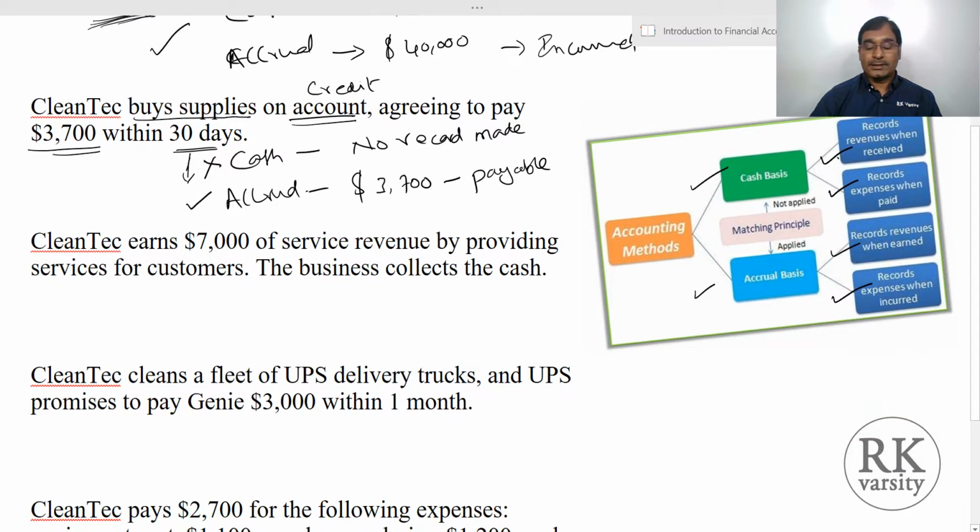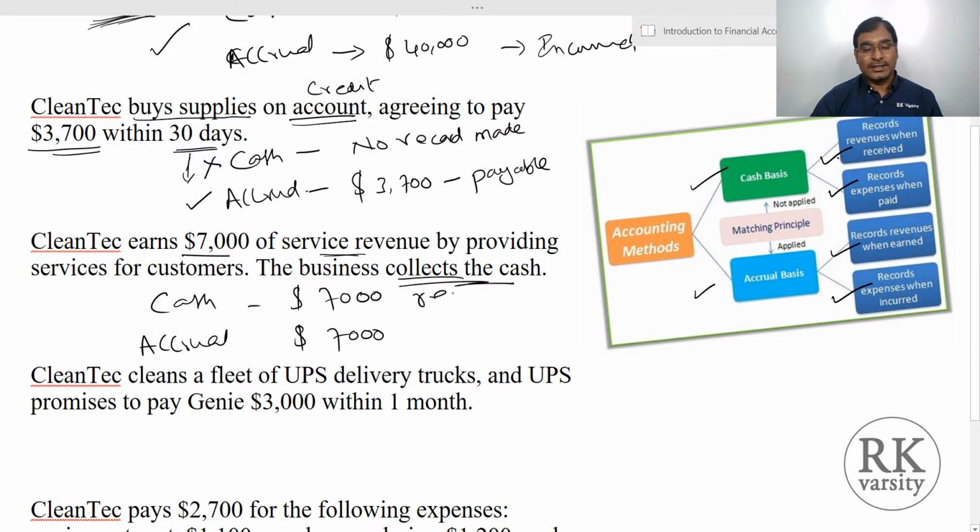Now coming to the next, Cleantech earns $7,000 of service revenue by providing services for customers. The business collects the cash. As it collects the cash, in both cash and accrual we record this $7,000. So this is the cash received, and here revenue is earned. So in both the cases we record this.